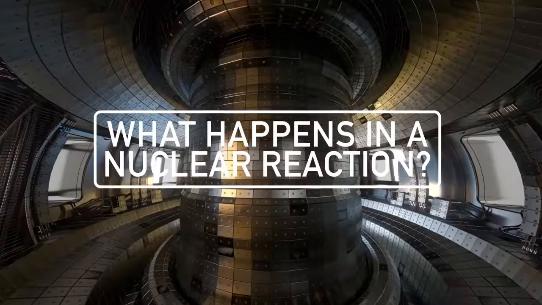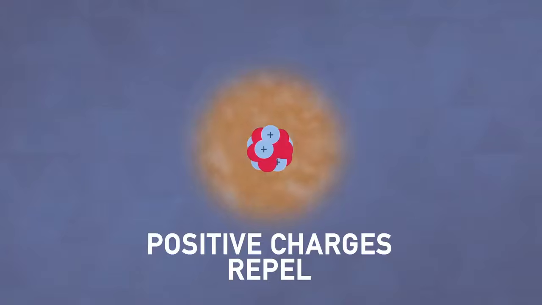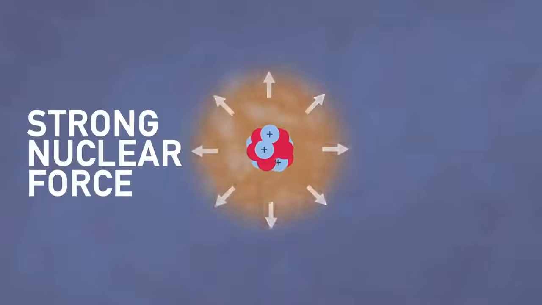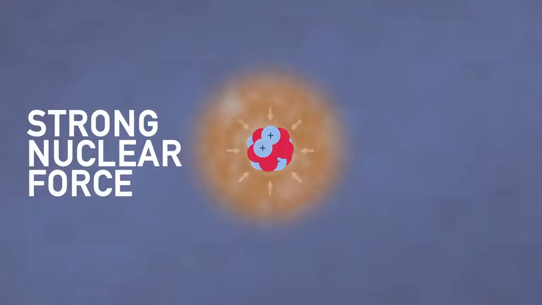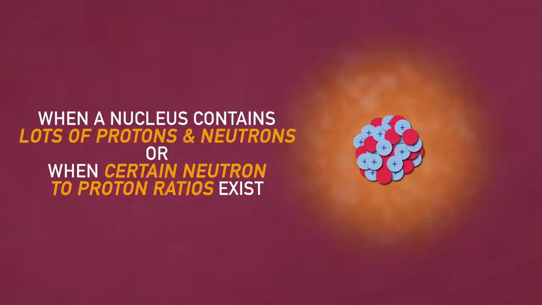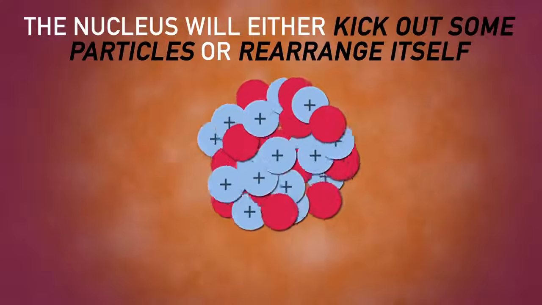So what happens in a nuclear reaction? Basically, something changes in the nucleus. Because the nucleus is made up of protons and neutrons, you might think that all of those positive charges crammed together and repelling one another would make the nucleus unstable. Luckily, there's a force known as the strong nuclear force that acts as the glue that holds the whole thing together. But when the nucleus of an atom contains lots of protons and neutrons, or when certain neutron to proton ratios exist, even the strong nuclear force can't hold it all together and the whole thing can become unstable. When that happens, the atom's nucleus will either kick out some particles or rearrange itself.